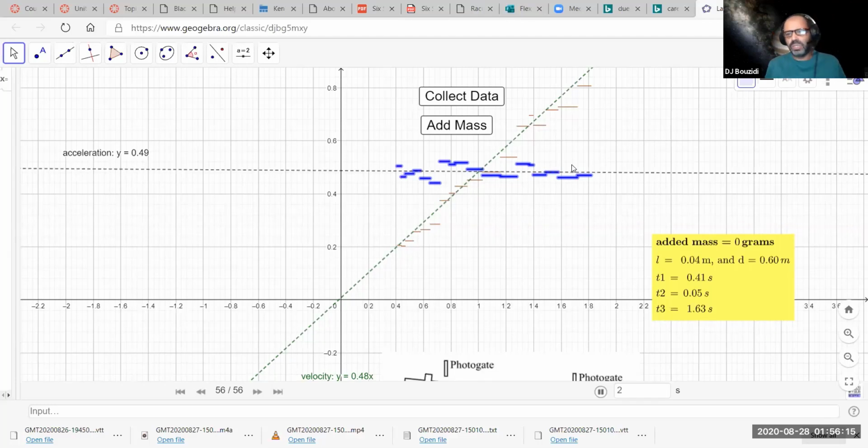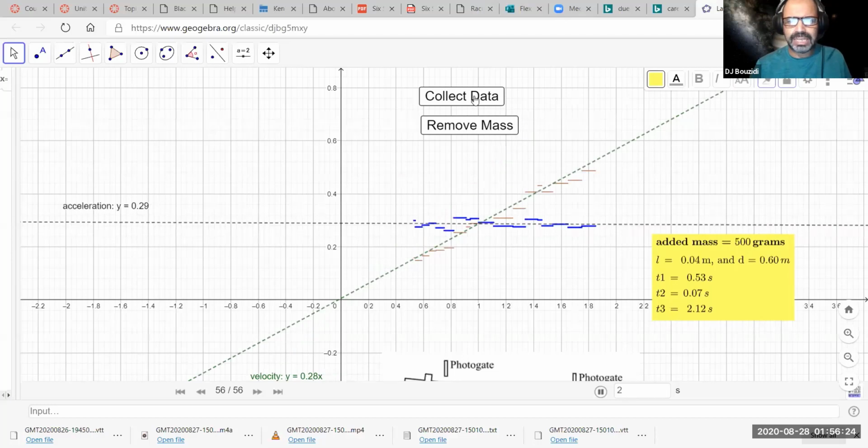Now, this is without mass. I'm going to do a critical step in this one. Please remember it: when you add mass, you have to collect the data again.